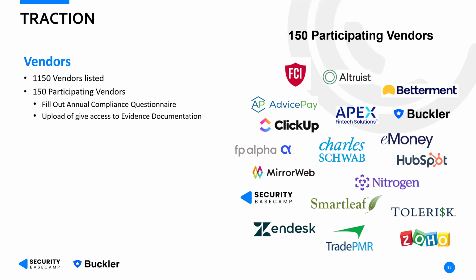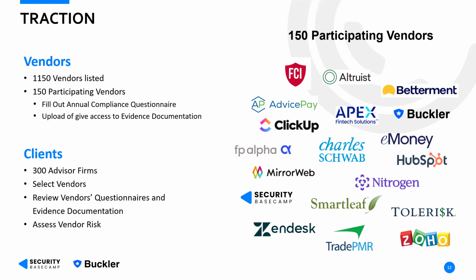And if you click just for the second element, Paul, the clients now. So we have 300 advisor firms that are on Open VRM, selecting their vendors and doing their vendor due diligence on the platform. So it's really interesting to see because the more clients that come, the more vendors we have because they invite their vendors. So you see that it's a snowball effect.